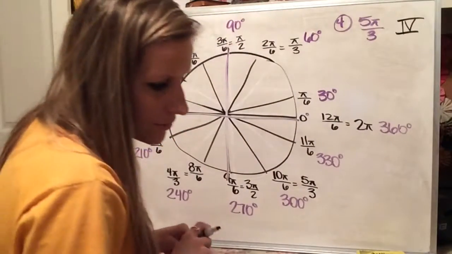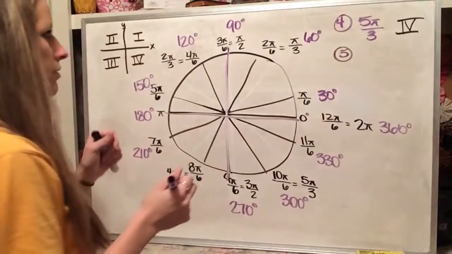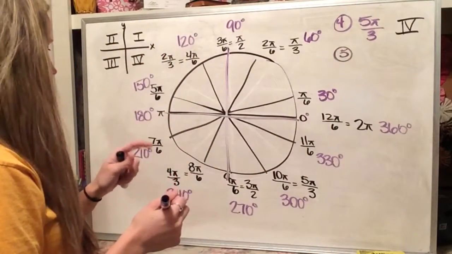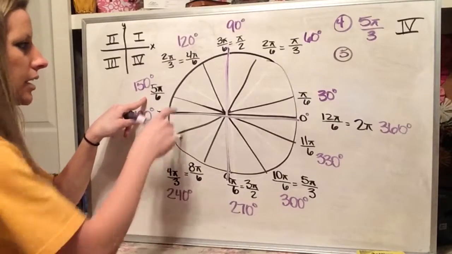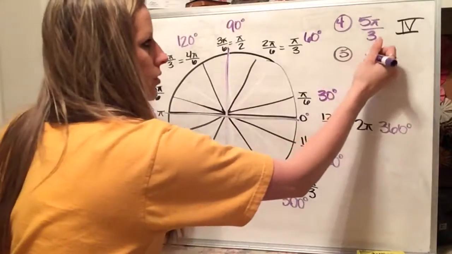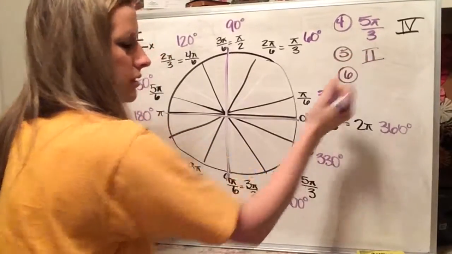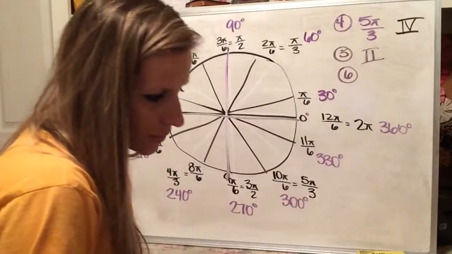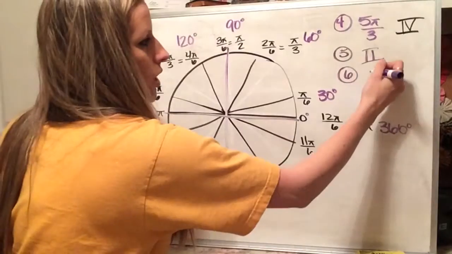Okay, number 5, we have 5 pi over 6. 5 pi over 6, it should be on here. It's over here, 150 degrees. Okay, that's in quadrant 2. Okay, number 6, we have pi over 3. That's on our unit circle. It's in quadrant 1.